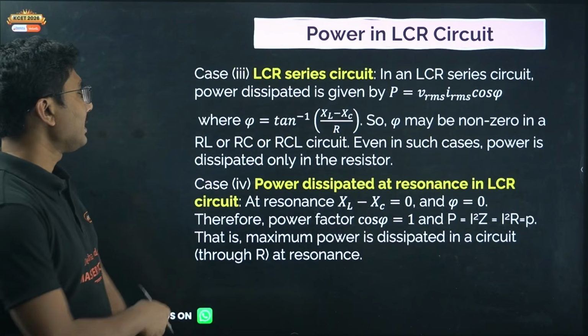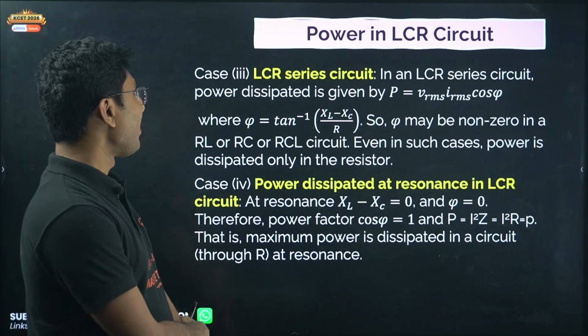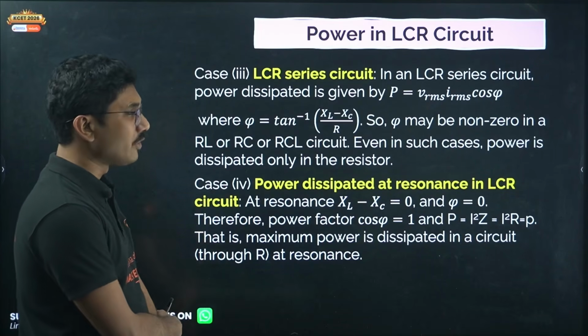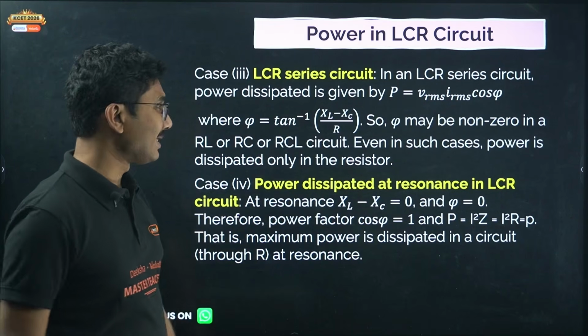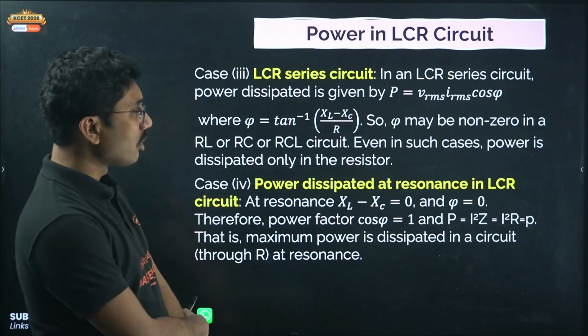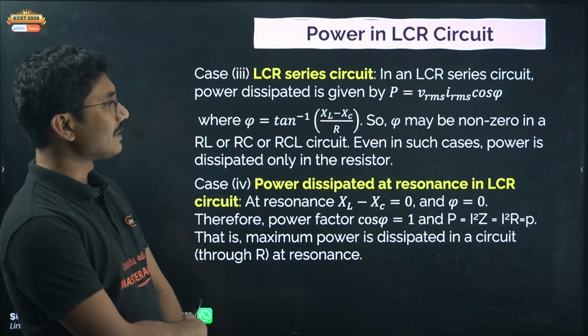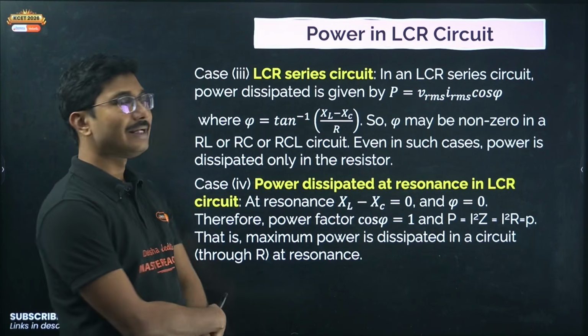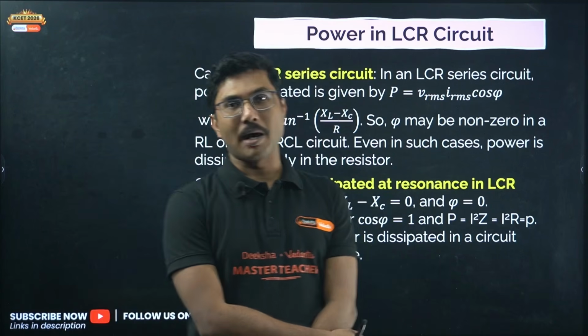Okay. Next is the LCR series circuit. In an LCR series circuit, power dissipated is given by P equals V RMS I RMS cos phi, where phi is tan inverse of XL minus XC by R. So phi may be non-zero in an RL or RC or RCL circuit. Even in such cases, power is dissipated only in the resistor. So L and C do not consume any power.